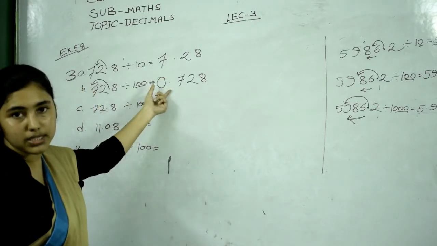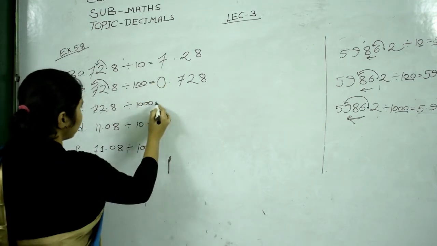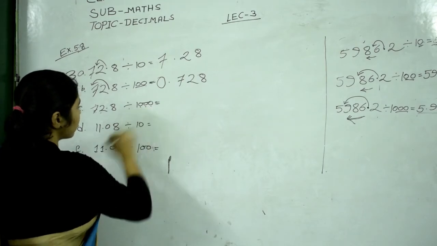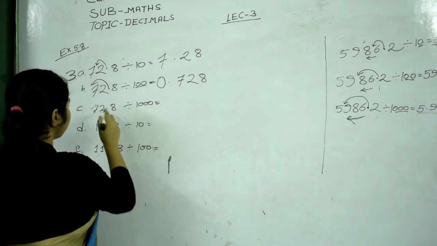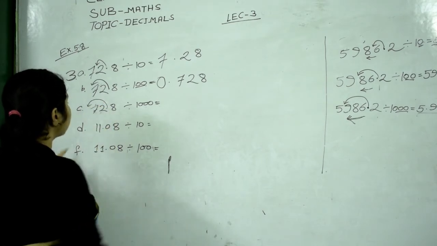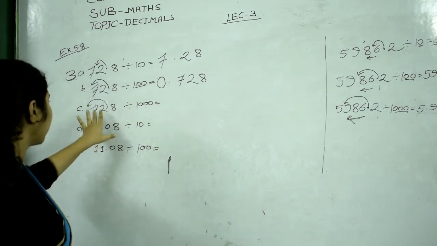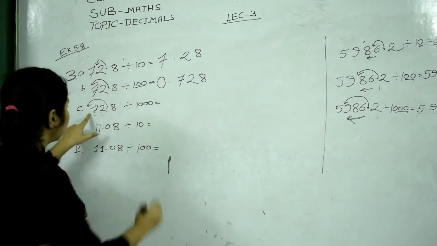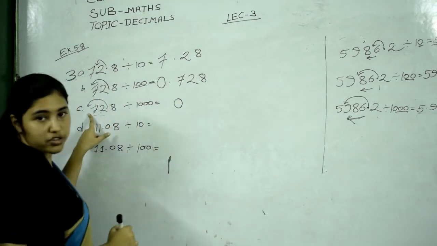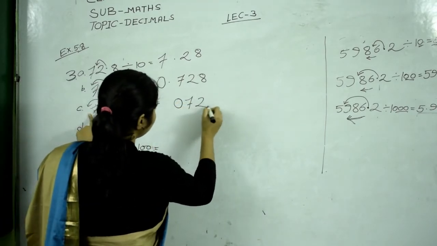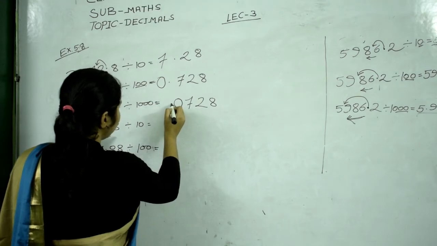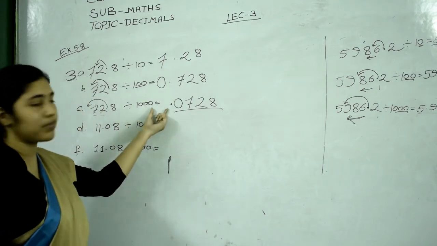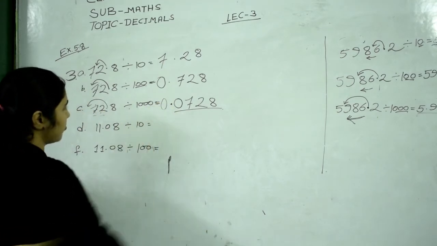Now here take 10 as the whole number part. Next we have to divide the same number by 1000. So in 1000 we have 3 zeros, right? So the point will shift 3 places to the left. But here we have only 2 digits, right? So we have to take 1 extra 0, 7 to 8, and insert the point here. Now again in this number, the whole number part is 0.